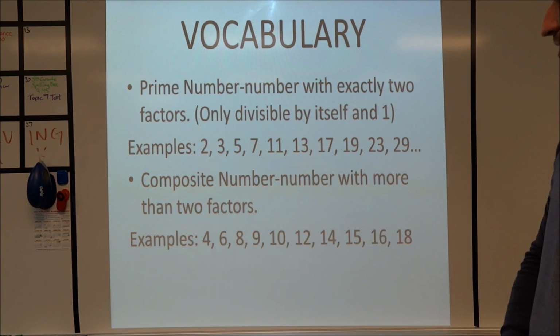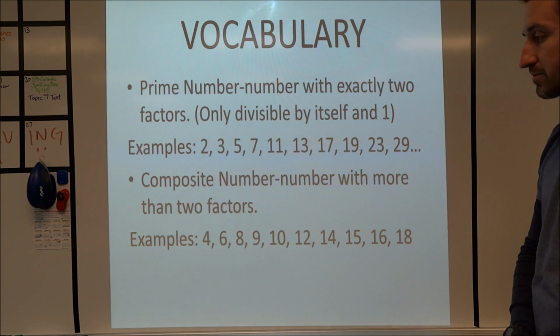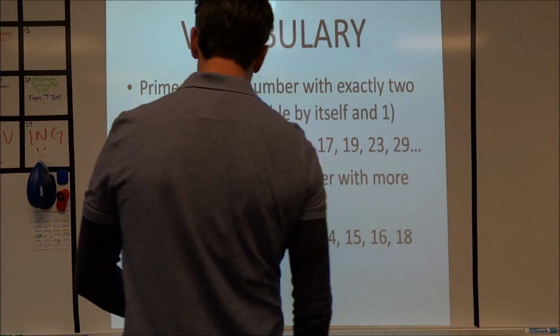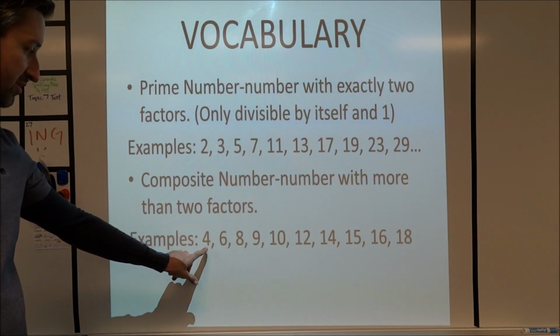Composite number, a number with more than two factors. Some examples of composite numbers are 4, 6, 8, 9, 10, 12, 14, 15, 16, and 18. We know that these numbers are composite because they have more than two factors.